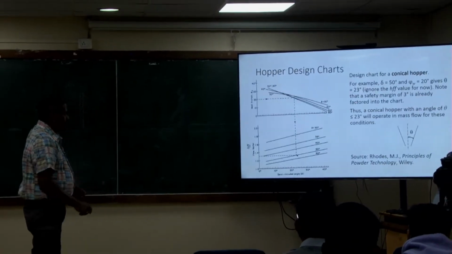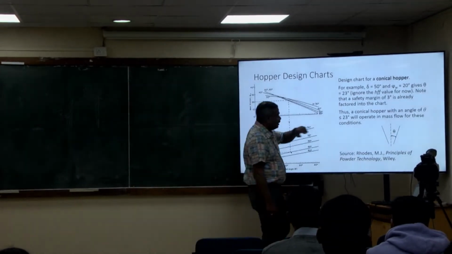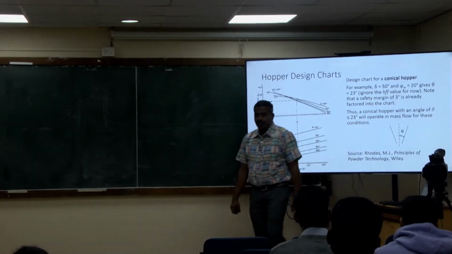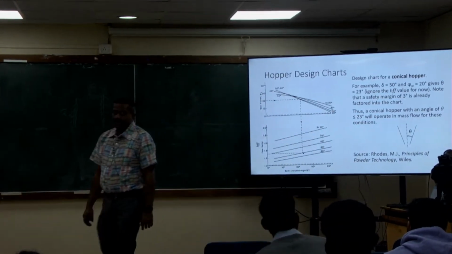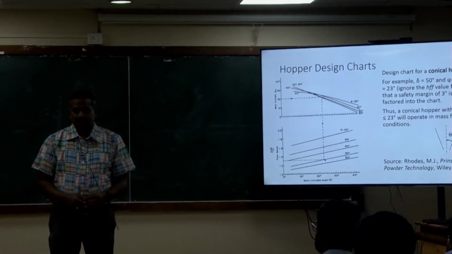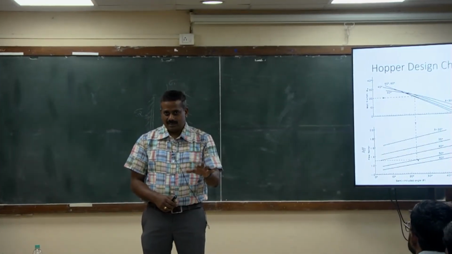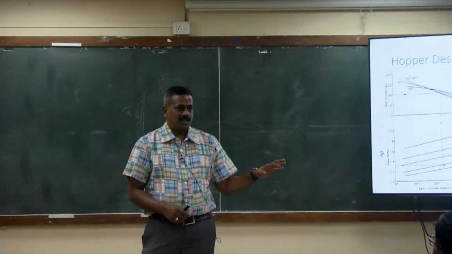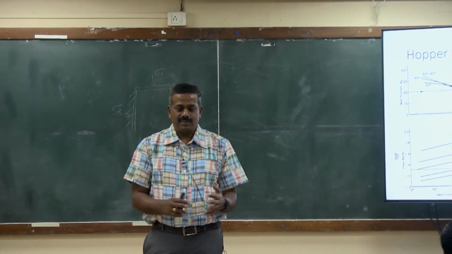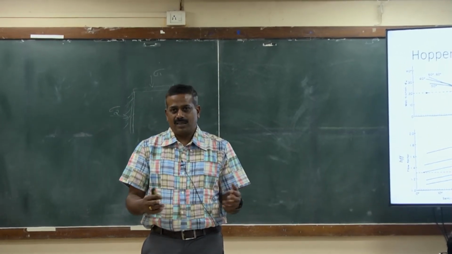So how do we get those? I'll give you an example here. If the angle of internal friction is 50 degrees and the angle of wall friction is 20 degrees. The good thing is, you don't have to do most of these calculations. Jenike has done all these calculations and developed charts. So we just have to use those charts and find the appropriate angle for different types and shapes of hoppers, like a conical hopper or a rectangular hopper.